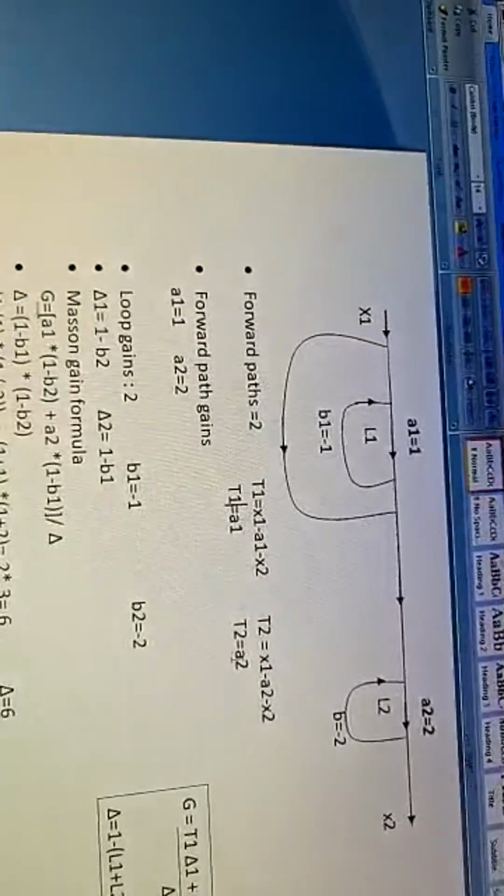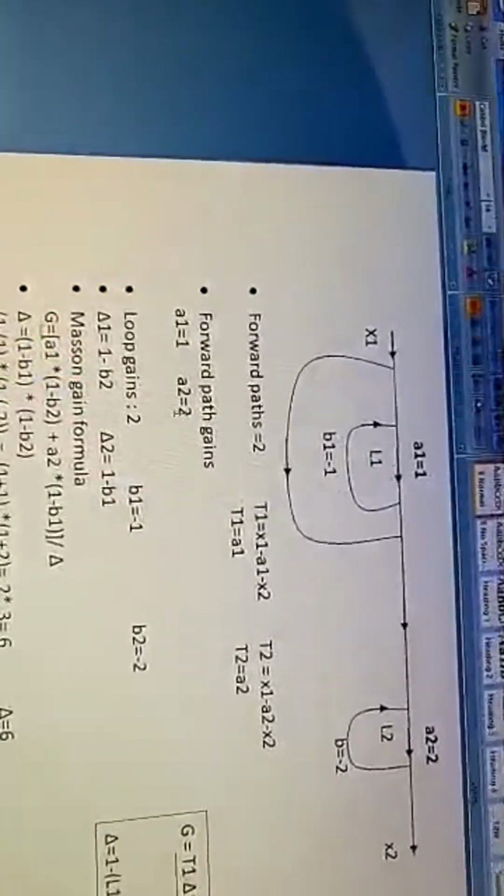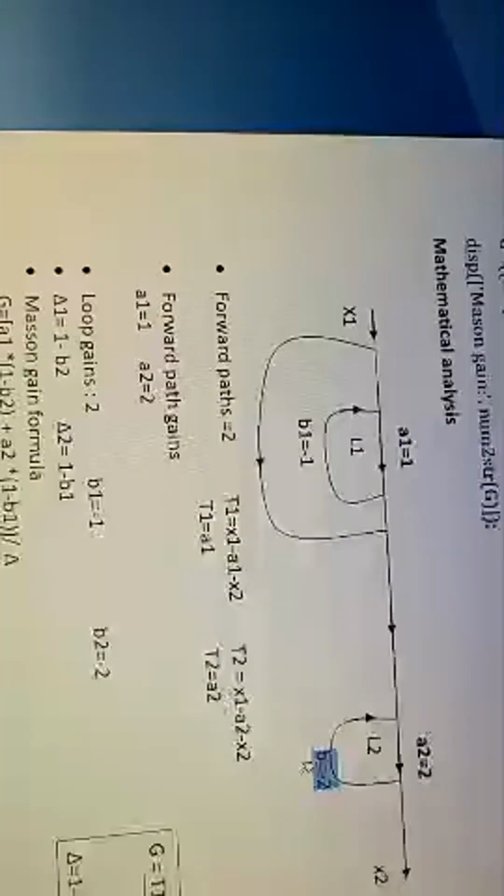So here a1 and a2, note them down. Forward path gain: what is the gain of the first forward path? It is 1. What is the second forward path gain? It is 2. Then the loop gains are b1 equals minus 1 and b2 equals minus 2, right? Next, delta 1. How do we calculate delta 1? With the help of this formula.